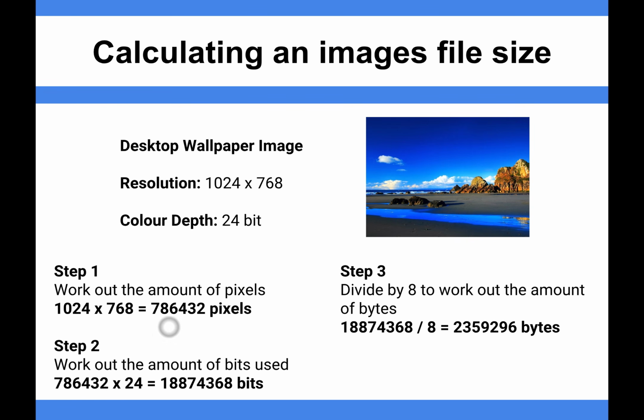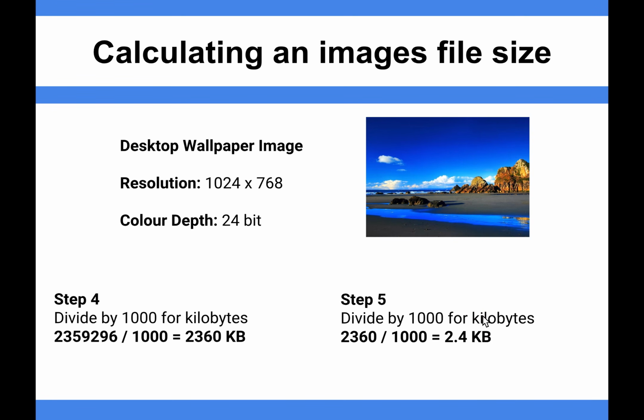Then step 2, if we've got 24 bits of data per pixel, we times the amount of pixels by 24 bits to get our crazy long amount of bits in the entire image. Then we divide this by 8 to work out the amount of bytes. So it equals 2,359,296 bytes. Clearly that amount of bytes is still over 1,000, so we need to go through the next steps.